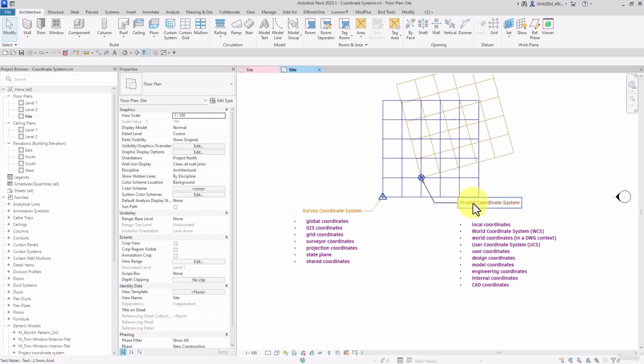So you have a deep understanding of the survey coordinate system and project coordinate system in the process of BIM. As a BIM modeler, you're going to play a crucial role in BIM projects as an expert BIM modeler and make yourself and your skills outstanding among others.